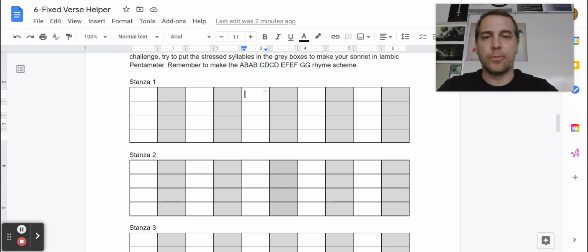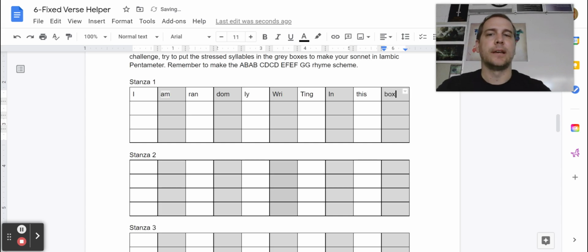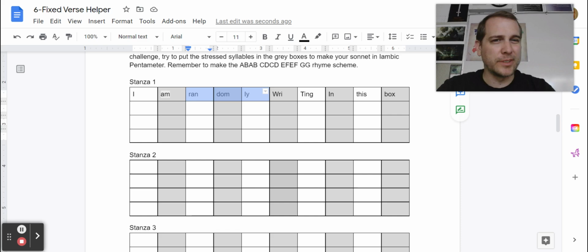And so if I were to fill this out with some random things, I would say, one syllable: I am randomly writing in this box, right? That's not on rhythm, but anyway, it is 10 syllables, right? And so you'll notice that it's not one word per box, it's just one syllable per box.